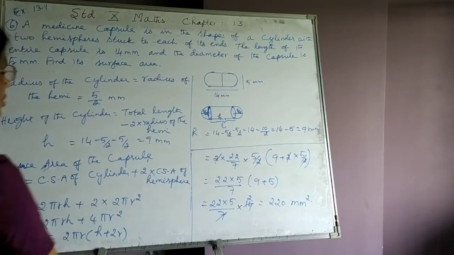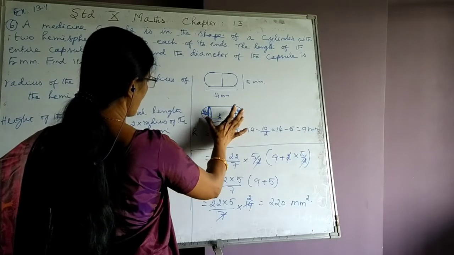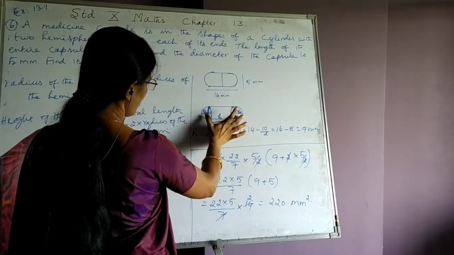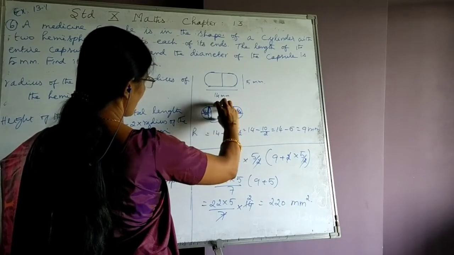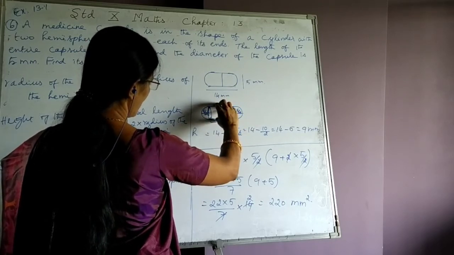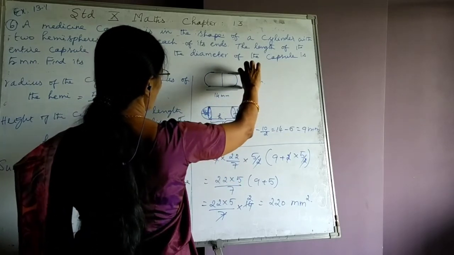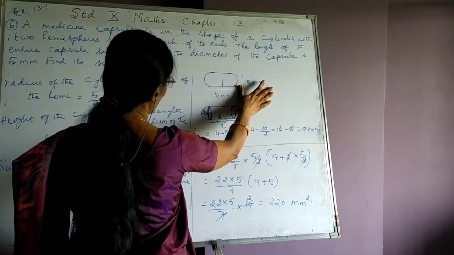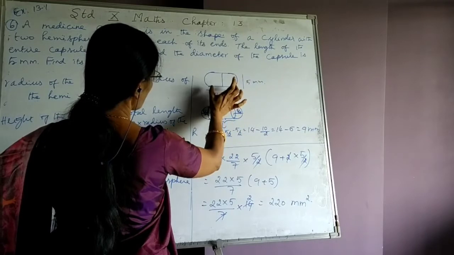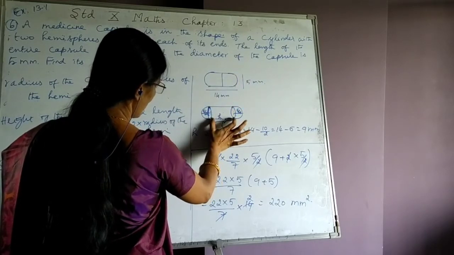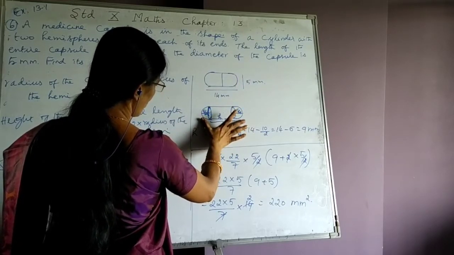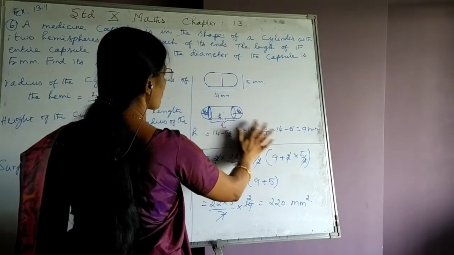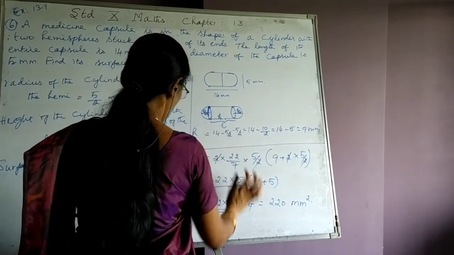So here the capsule has 2 hemispheres at the end and a cylinder in between. So the total area is 2 into surface area of the hemisphere plus CSA of the cylinder. It is given the diameter is 5 millimeter for both, for the hemisphere as well as for the cylinder. Only the height of the cylinder we are calculating. When we do the height of the cylinder, from the total length, the radius of this hemisphere and the radius of this hemisphere should be subtracted. We will get the height of the cylinder.